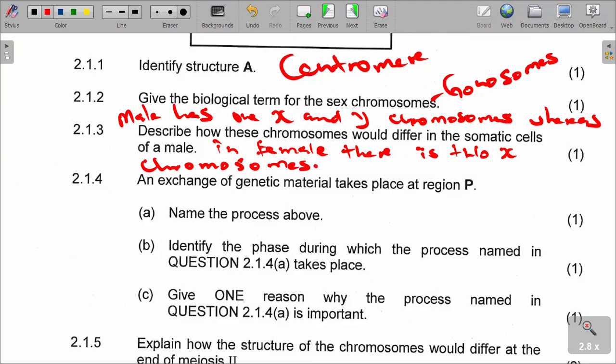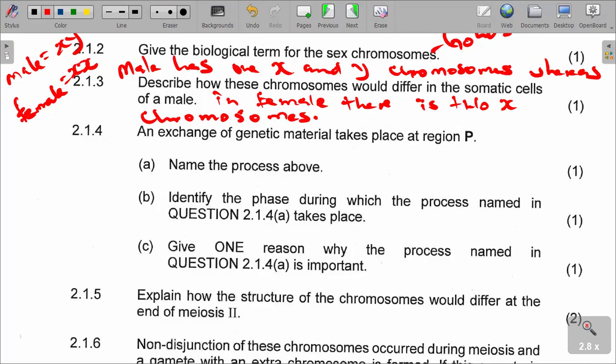There are two X chromosomes that I think we are quite aware of for female. For male we have XY, and for female we have XX. That is the difference that we need to note, and that is what we should understand.